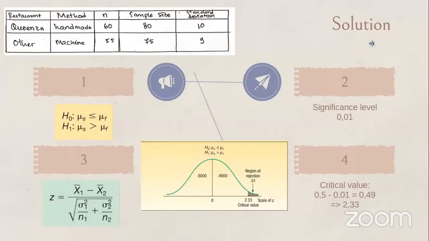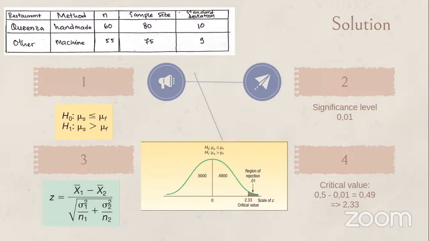As you can see at the top of the slide, that is the result, where the restaurant Quinza with the handmade method has a mean of 60, sample size of 80 and standard deviation 10. The other restaurant with the machine method has a mean of 55, sample size 75 with standard deviation 9.